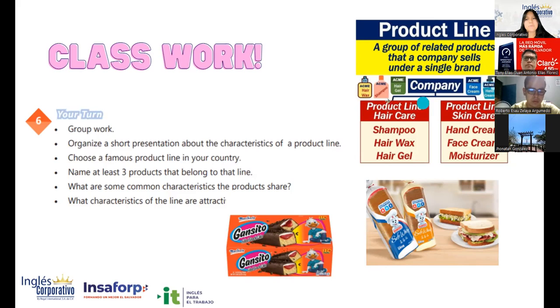And we have some examples, right? Right here. This brand is Acme. So they have two product lines. The hair care and the skin care. So they have shampoo, hair wax, hair gel, hand cream, face cream, and moisturizer. So those are two product lines that they have. Okay, now let me ask you something. Can you please mention some famous product line in our country?